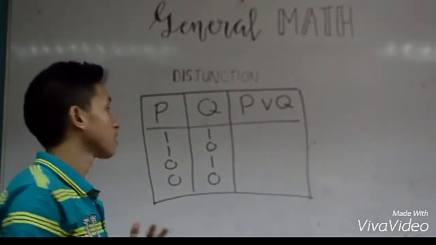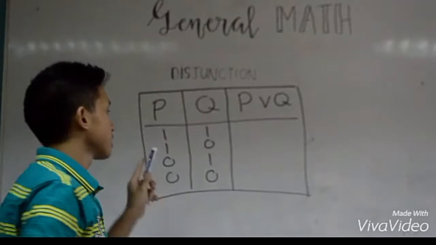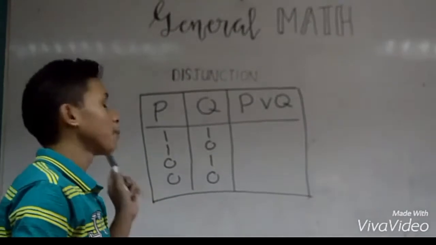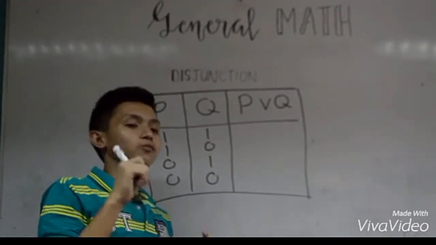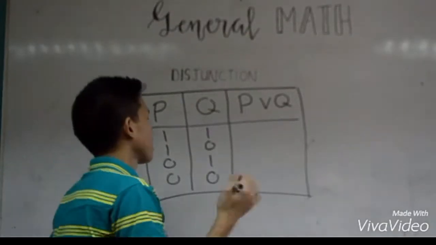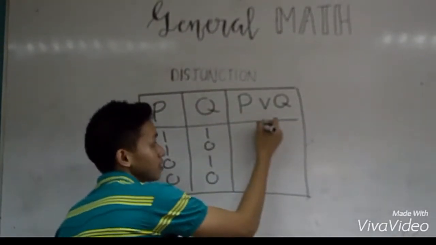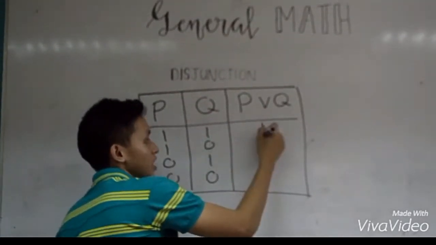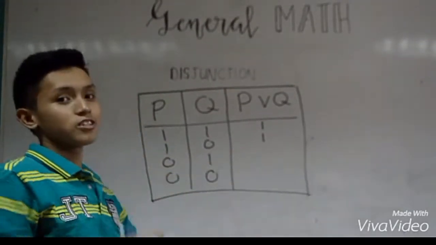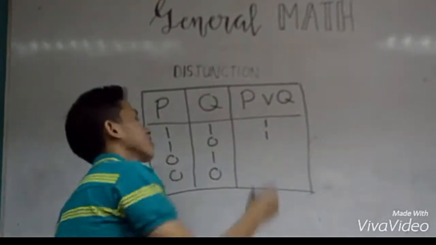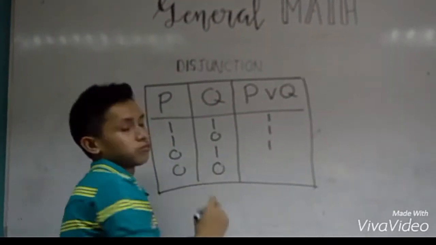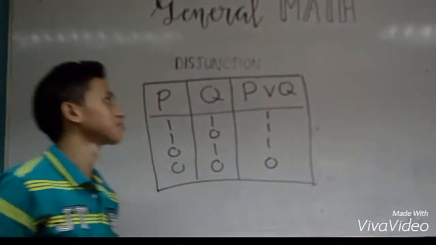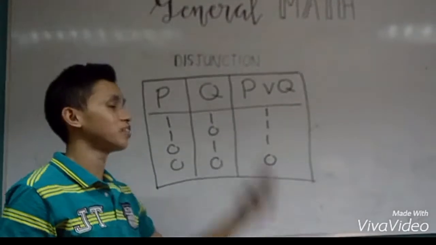Yung disjunction, guys, kapag may nakita kayong 1 sa bawat number dyan, it will be considered as 1. Pero kapag may nakita kayong dalawang 0, it will be considered as 0. So, parang katulad yan. May 1, 1, and it will be considered as 1. And 1, 0, dahil nga may 1, considered as 1 pa rin. And 0, 1, considered pa rin siya as 1 kasi may 1 siya. Ngayon guys, may 0, dalawa. So, ang mangyari dyan, 0 pa rin. So, that's it guys. That's how you solve it.